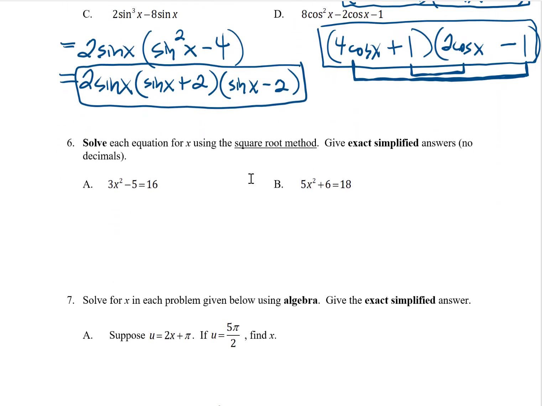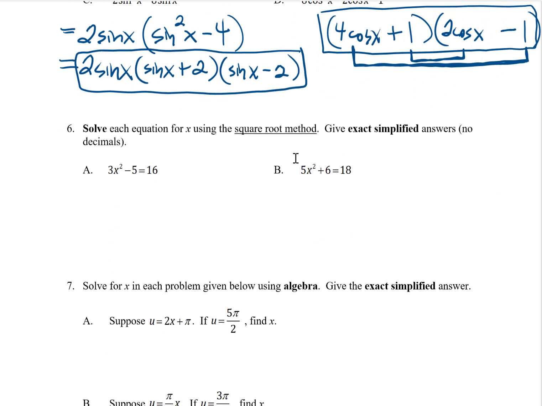Problem number 6. We want to solve each of these quadratic equations, this time using the square root method. The square root method is perfect when you've only got one letter x showing, and that's what I have in both of these examples. How does it work? Well, in the square root method, you start by isolating the item being squared. In this case, it's x that's being squared. So I'll add 5 to both sides, and then I'll divide both sides by 3.